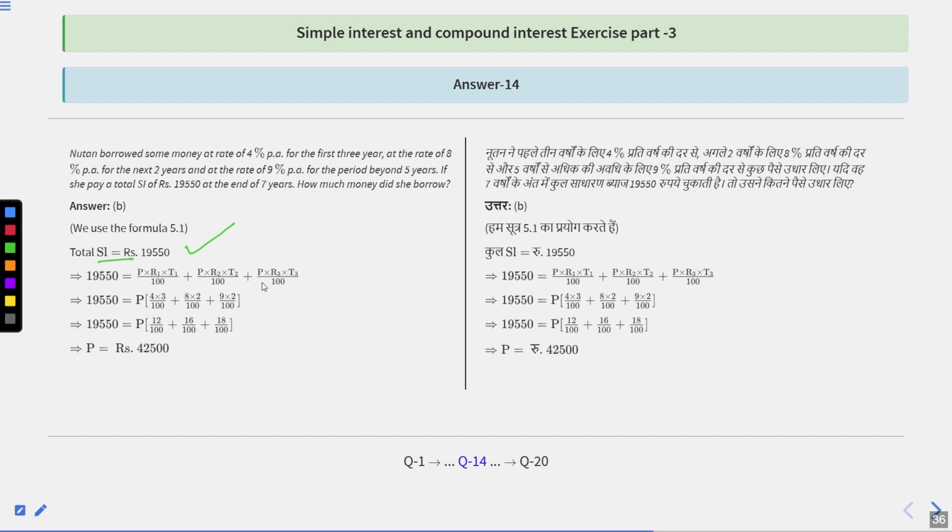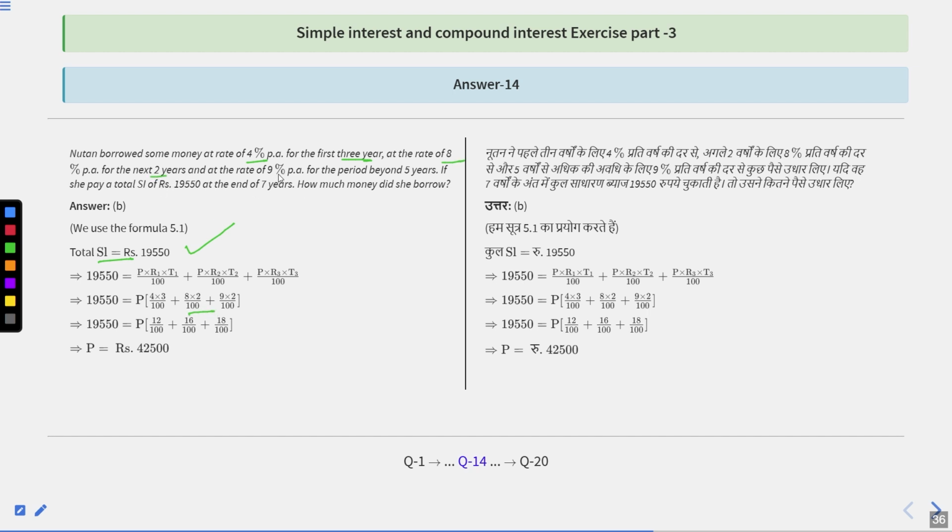So we just put the value. First we take the P common. So it will become R1 T1 upon 100 plus R2 T2 upon 100 plus R3 T3 upon 100. So R1 is 4% for the first 3 years. So 4 into 3 upon 100. In the same way, 8% per annum for 2 years. So 8 into 2 upon 100.